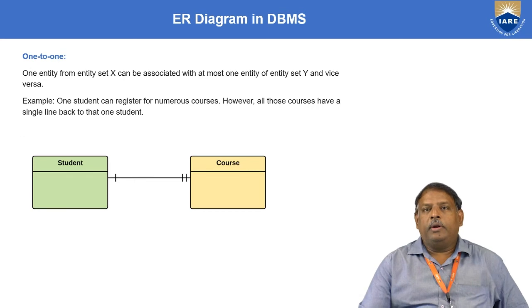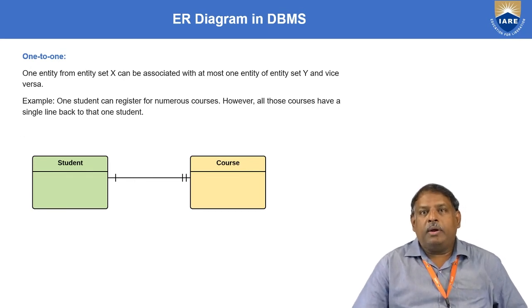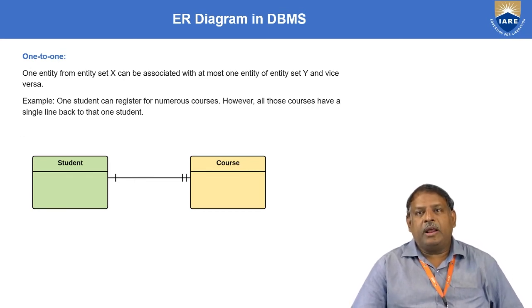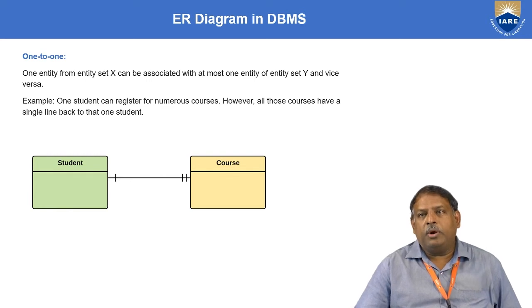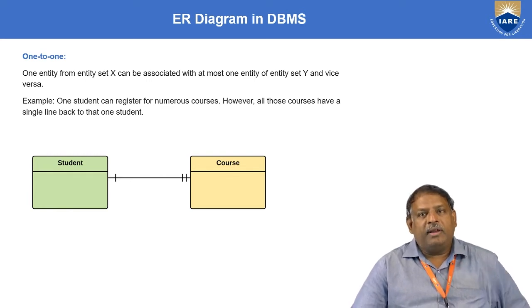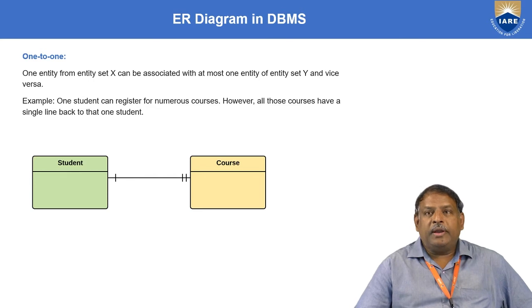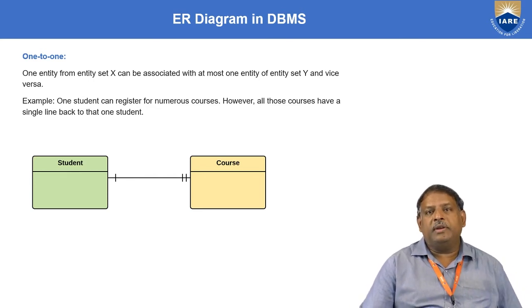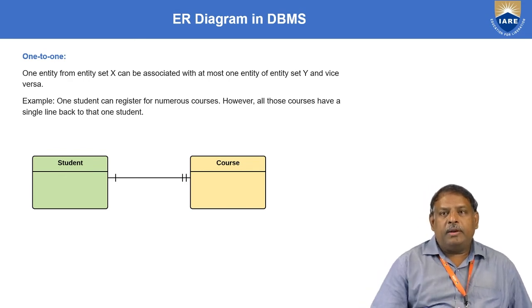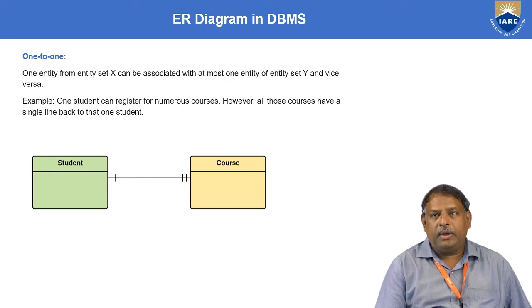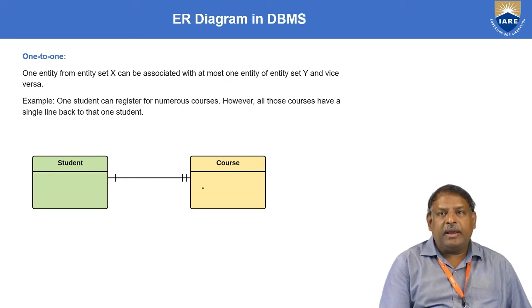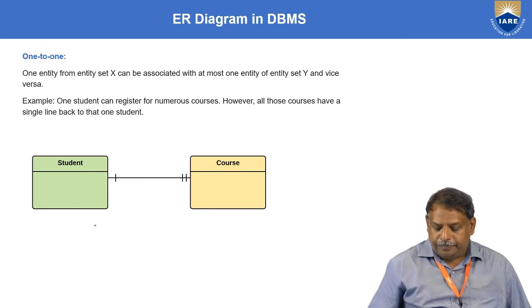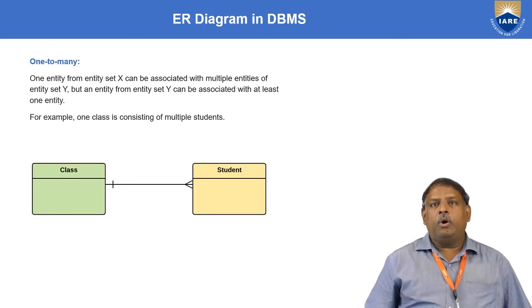We'll say one-to-one. One entity from entity X can be associated with at most one entity of entity Y and vice versa. For example, a student can register for numerous courses. However, all those courses have a single line back to the student. A student can be enrolled in many courses. Okay, this is one-to-one.